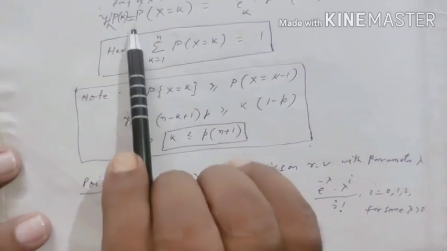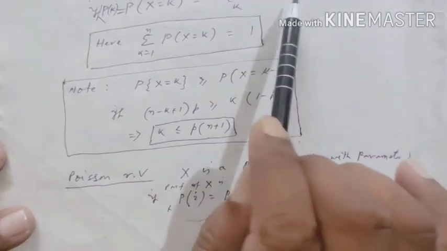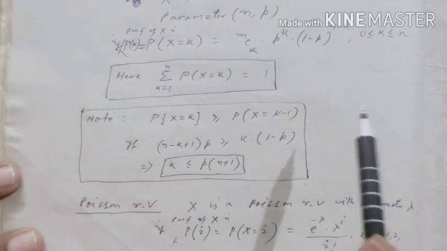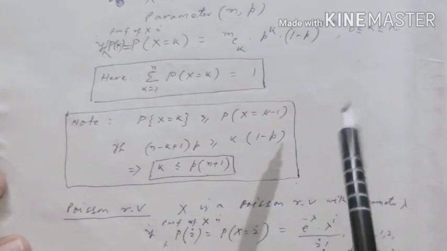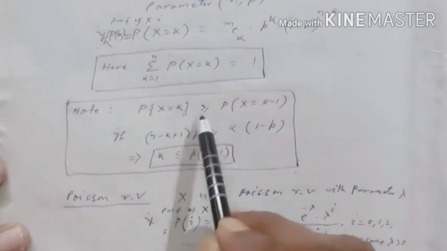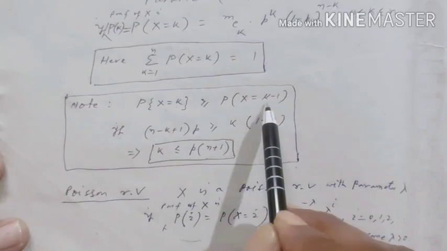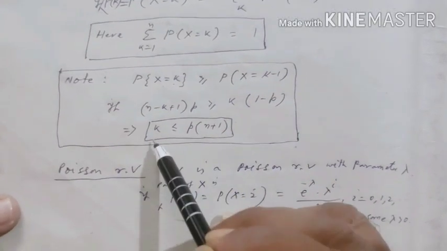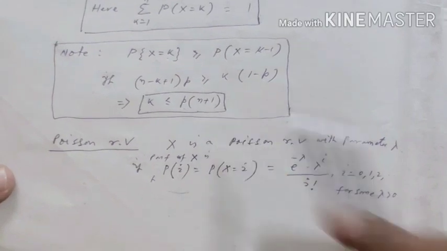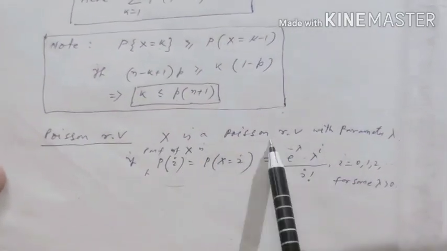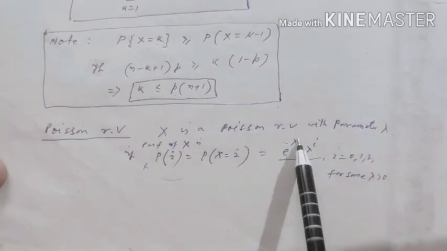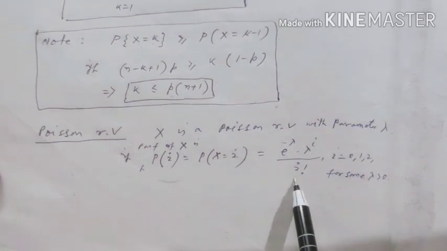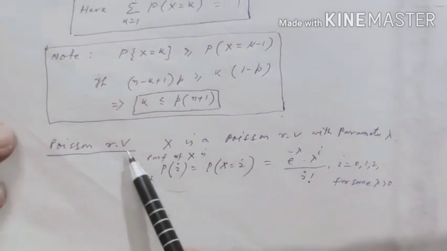Similarly, a binomial random variable means P of X equals k is nCk, p to the power k, 1 minus p whole to the power n minus k. Then the sum for k from 0 to n of P of X equals k is equal to 1. And P of X equals k is greater than or equal to P of X equals k minus 1 when k is less than or equal to (n plus 1)p. Similarly, X is a Poisson random variable with parameter lambda: P of i equals e to the minus lambda into lambda to the power i by i factorial. A Poisson random variable means that is the formula.